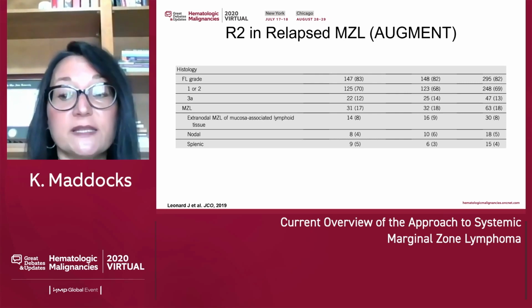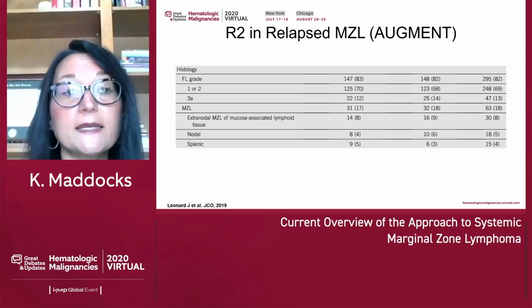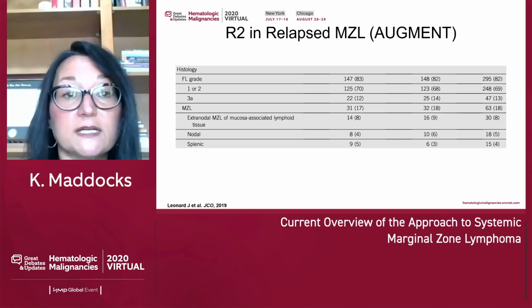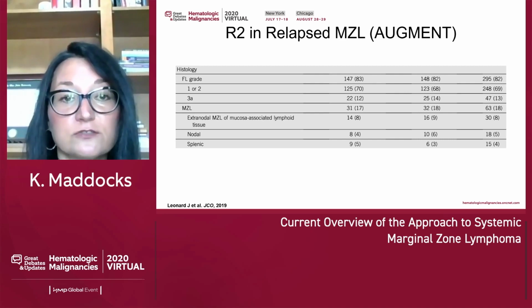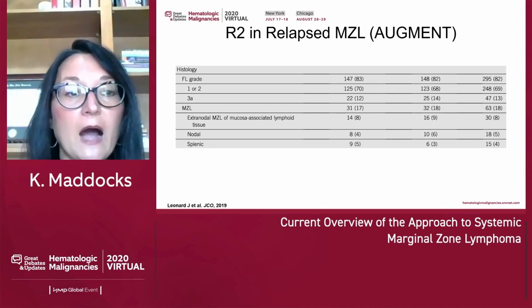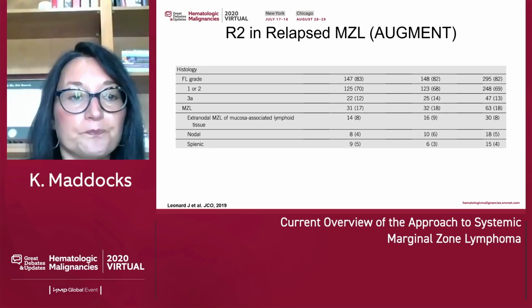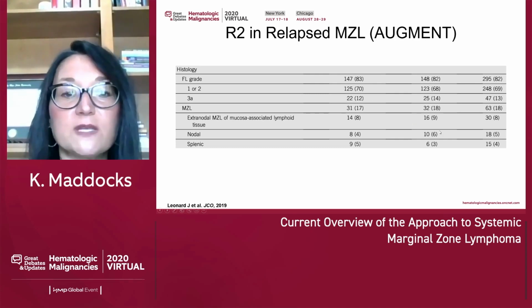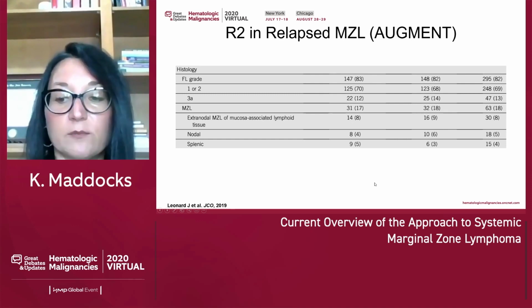Rituximab lenalidomide, I mentioned this, has been shown to be very effective in frontline in a small study. So the AUGMENT study was a study of rituximab lenalidomide in relapsed marginal zone and relapsed follicular lymphoma. So the entire study included both marginal zone and follicular. It was not powered to necessarily look at the differences in each subgroup. Again, in this study, maybe a little bit higher, but a little over 15% of the patients enrolled were marginal zone lymphoma patients, which included all the subtypes of marginal zone.